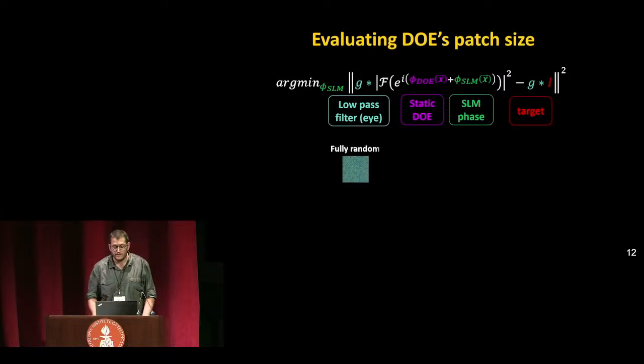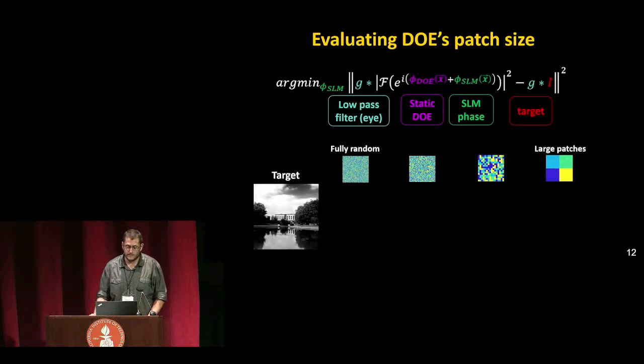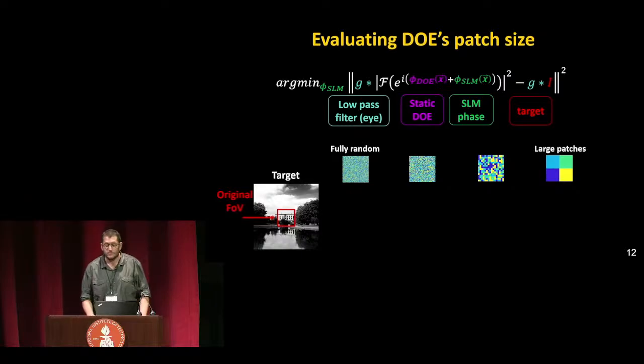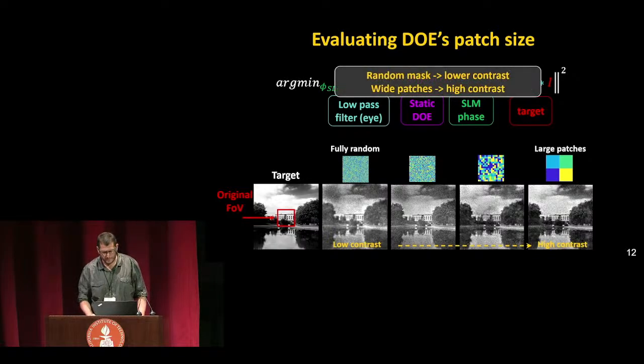As we said, we use DOEs with patches of constant slope, and here we test the effect of the patch size. Here's our target image, and the red frame marks the original field of view of the SLM. Here are the reconstructed images. Our solution is still not noise-free and suffers from reduced contrast. We see that, as stated earlier, random masks in very small patches suffer from very, very low contrast, and we can also see that contrast improves as we increase patch size.